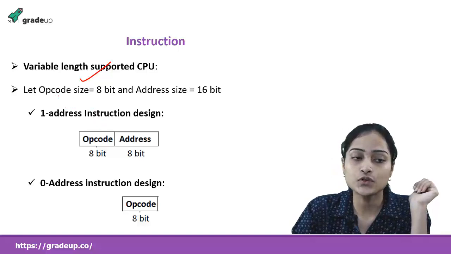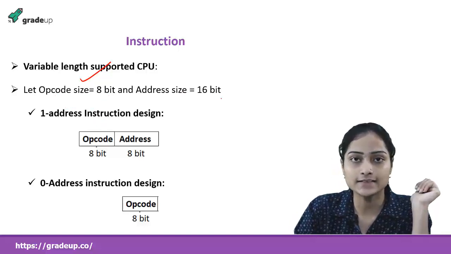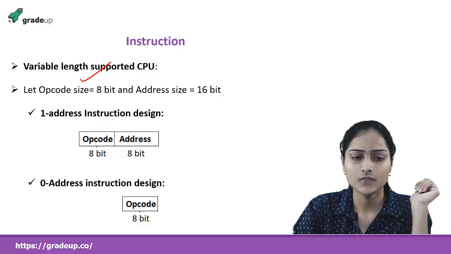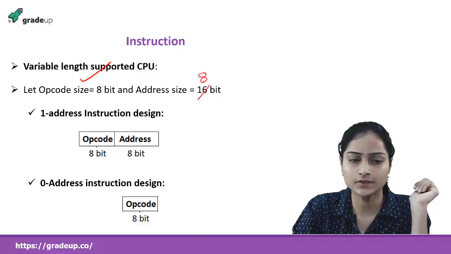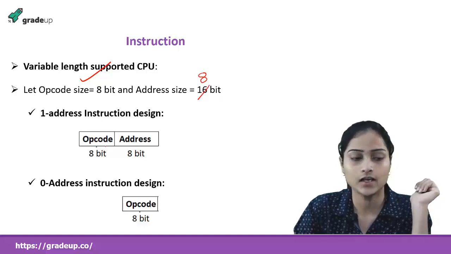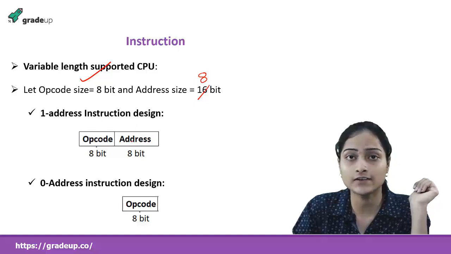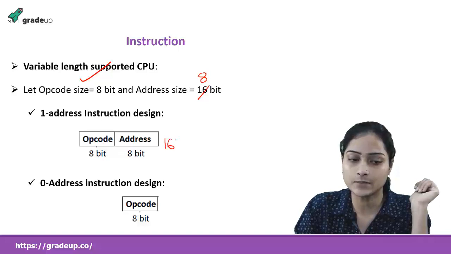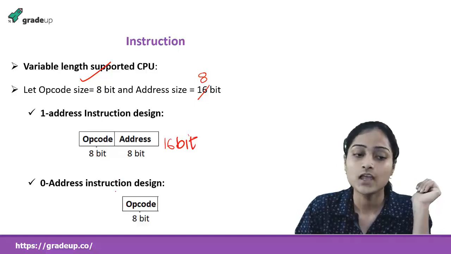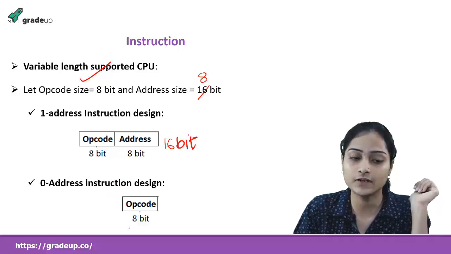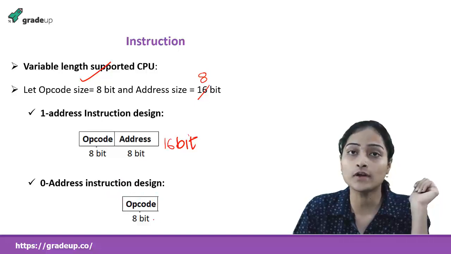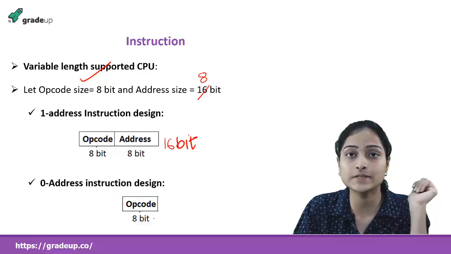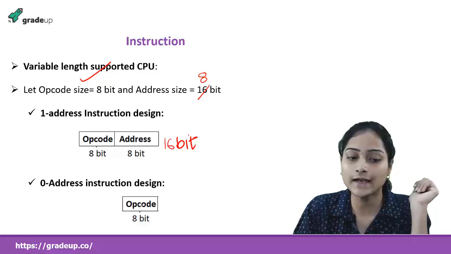See, suppose your opcode size is 8-bit and address size is also 8-bit. I am really sorry for this. In this case, I have taken it as 8-bit. For one address instruction design, suppose you have one address instruction design, it means you will have one address in your instruction, opcode and address. So 8-bit, 8-bit. This is a 16-bit instruction. In 0 address instruction design, it will have only opcode in the instruction. There is no address present in your instruction. So it will be an 8-bit instruction.